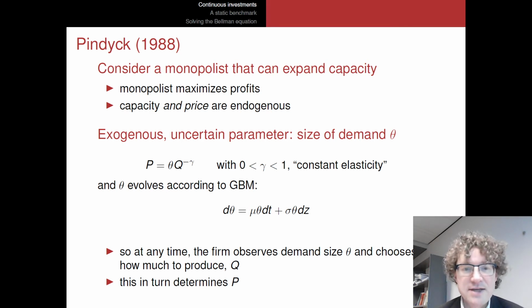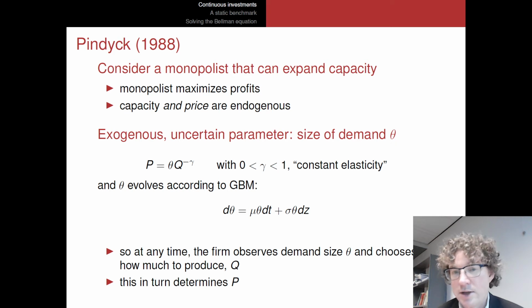So as theta grows, the total demand function is going to go up, and if theta declines, the total demand function is going to go down a bit. Or in other words, for the same quantity that I produce, the price that this demand function brings me is going to be lower or higher depending on the size of demand theta, or the size of the market theta.